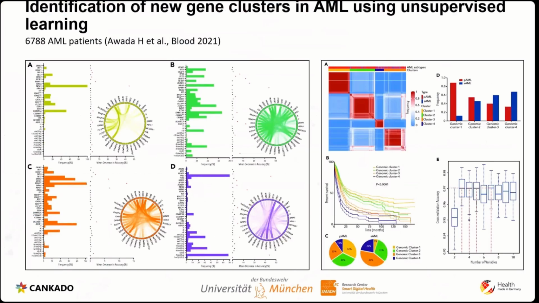Another thing is unsupervised learning, which is also in the field of artificial intelligence. You can, for example, use it to identify new clusters. That's an example of a large group of gene variations in acute myeloid leukemia, where they used unsupervised learning to identify new clusters, which can then be possible targets.